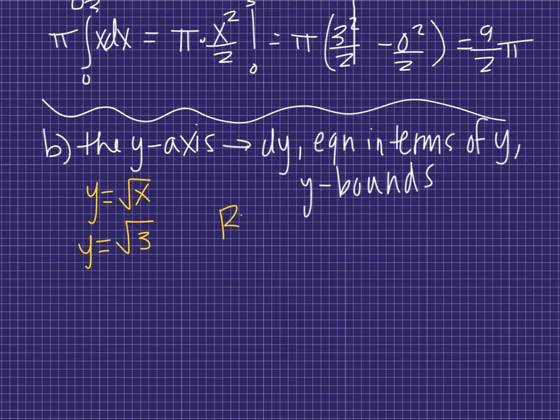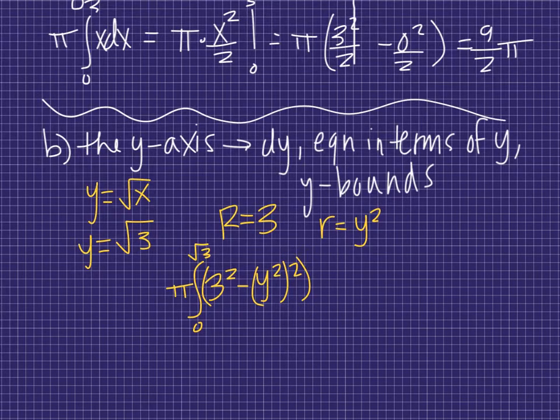So just recap real quick. Big R is 3, little r is y squared. So I'm going to do the integral from 0 to square root of 3. And remember, I'm going to do pi. It's essentially like pi big R squared minus pi little r squared. I'm going to go ahead and factor a pi out to the front. So there's big R squared, and there's little r squared. You make sure it's not R minus r squared, but R squared minus r squared, dy.